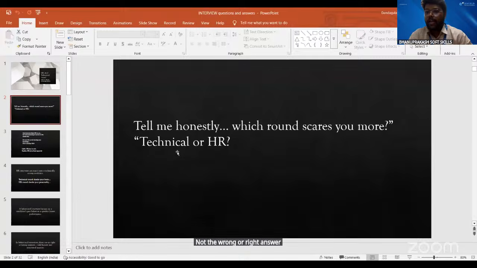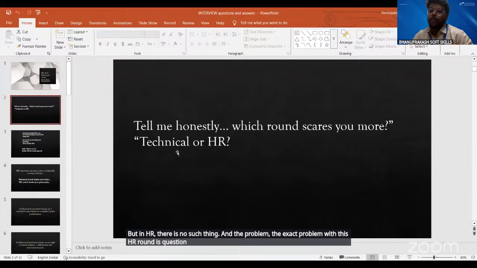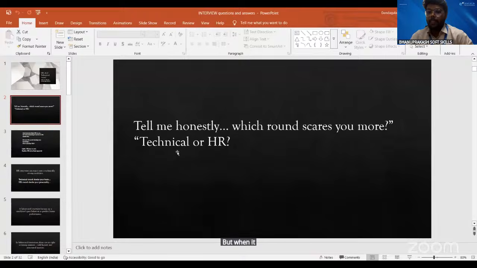But in technical, wrong and right will be there. If you say something else instead of the actual answer, then that is wrong. But in HR, there is no such thing. The exact problem with this HR round is the question seems very simple to us, but when it comes to answering, we usually give just one word or one line answers. We can't give a lot of answers for such questions.